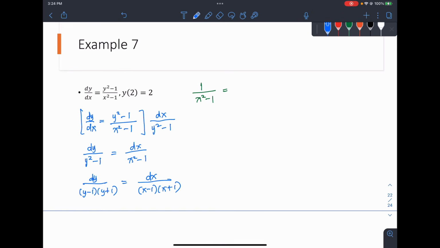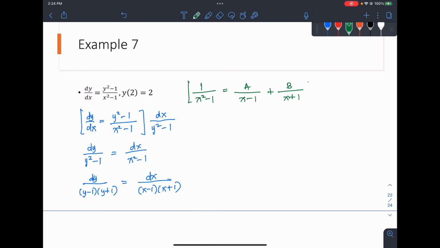Thus, the equivalent partial fraction will be A over x minus 1 plus B over x plus 1. Since these are linear factors, this is A, this is B.